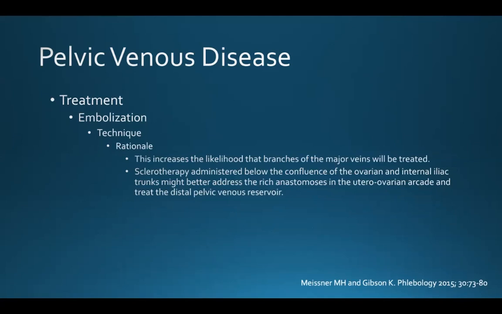Sclerotherapy increases the likelihood that branches of the major veins will be treated. When sclerotherapy is administered below the confluence of the ovarian and internal iliac trunks, it might better address the rich anastomoses in the utero-ovarian arcade, and it will also treat the distal pelvic venous reservoir.